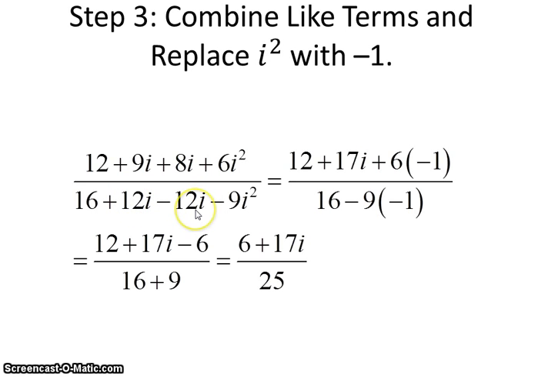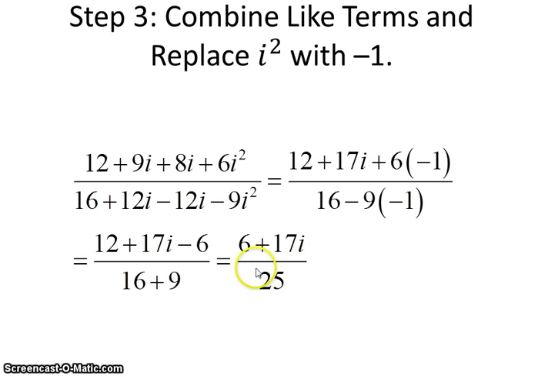The conjugate trick will always cause your outer and your inner i terms to cancel, so that's something that we expected to happen. Our 6i squared term becomes 6 times negative 1. Our minus 9i squared term becomes minus 9 times negative 1. And when we go ahead and simplify those numbers, then we've got like terms again. The 12 and the negative 6 combine to get 6. The 16 and the 9 combine to get 25.